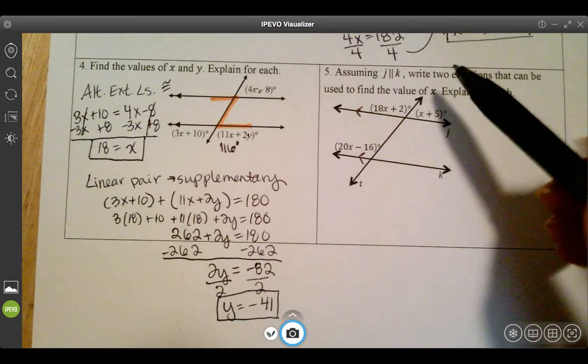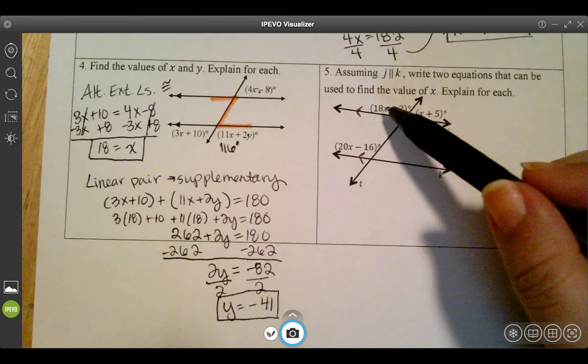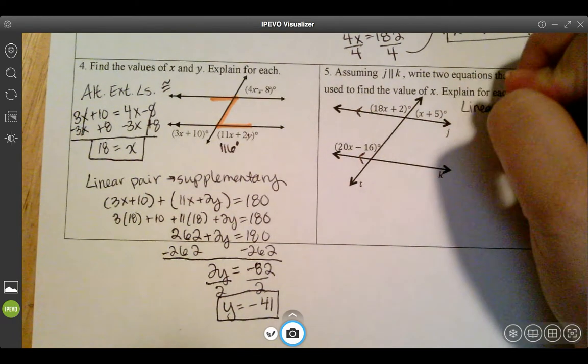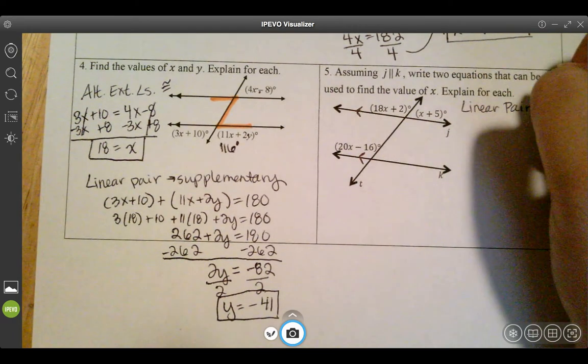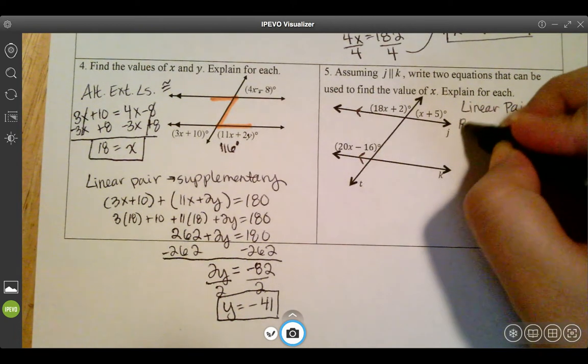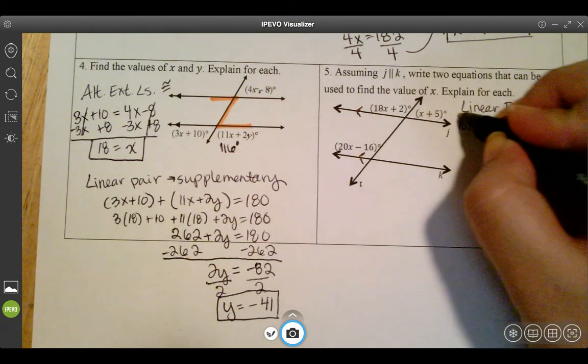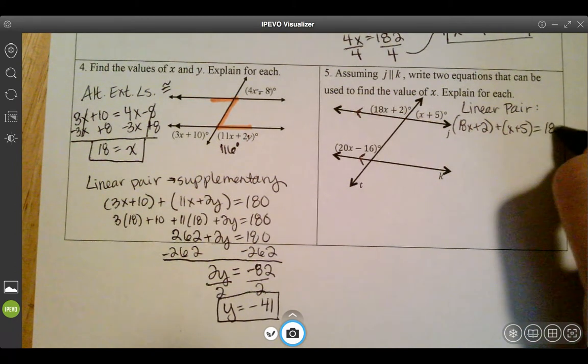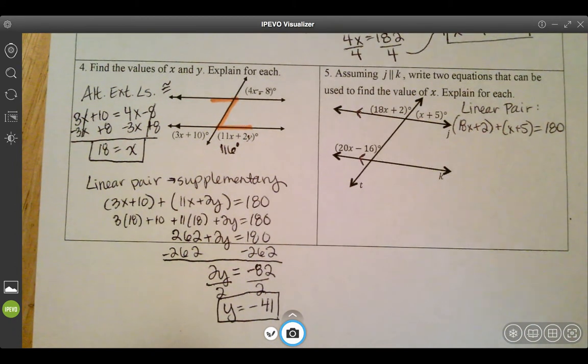The first relationship that we could use, I see as a linear pair. So we can say linear pair. We can say 18x plus 2 plus x plus 5 equals 180. We just have to write the equation and explain where it comes from. We do not have to solve this one.